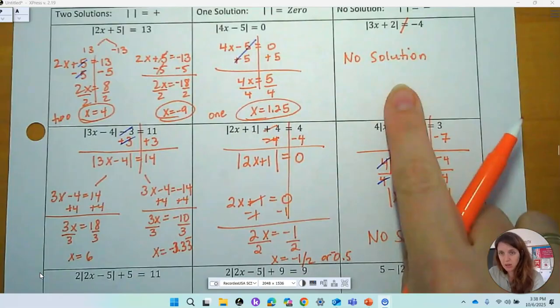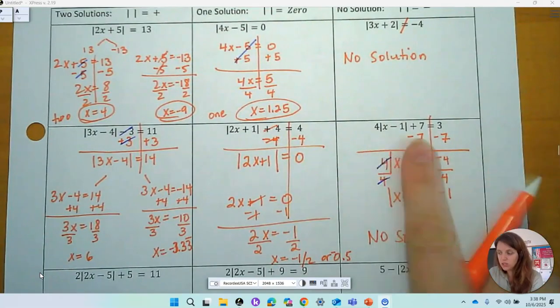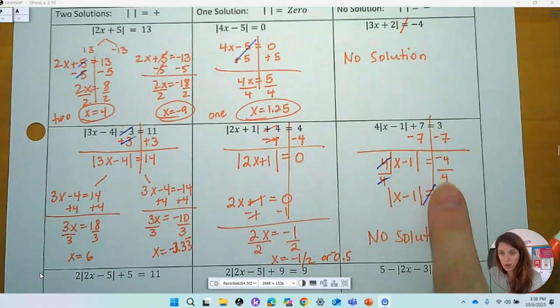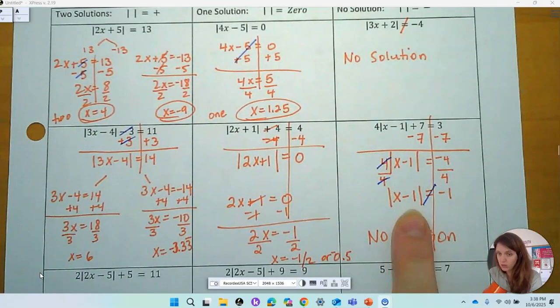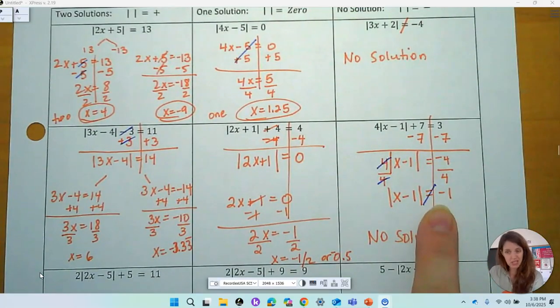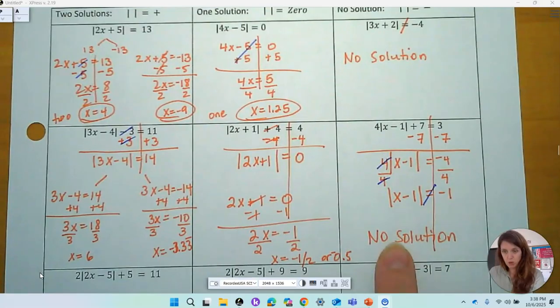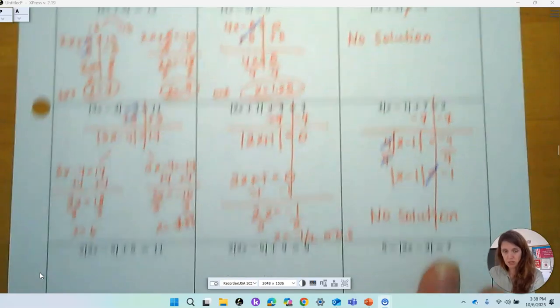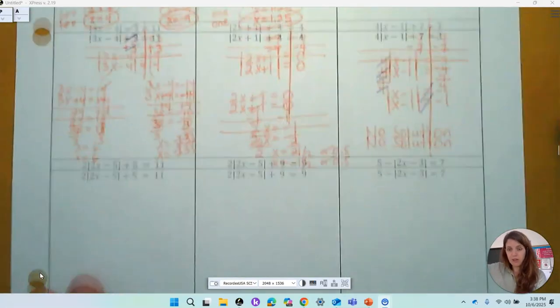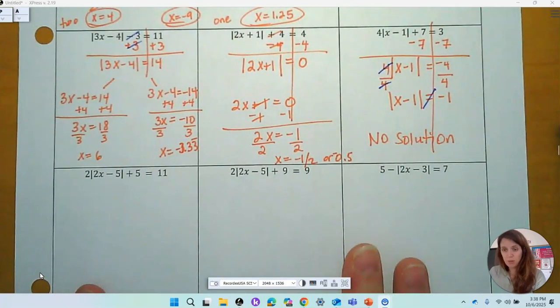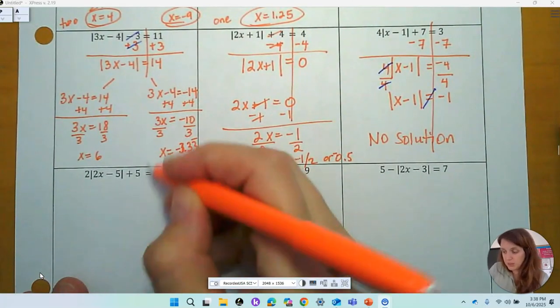Just like in the example above it, we had to do a little solving first, but we got to the point where this absolute value equaled a negative 1, which can't be true. So we write no solution. For the last examples, you're going to see a couple more practice problems like this.